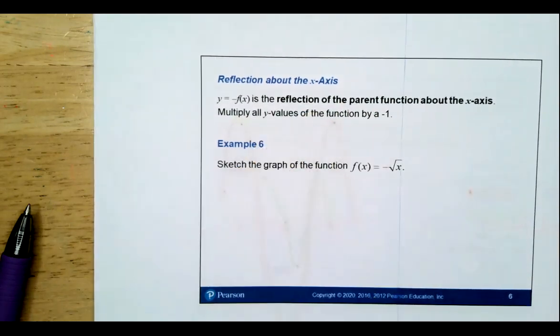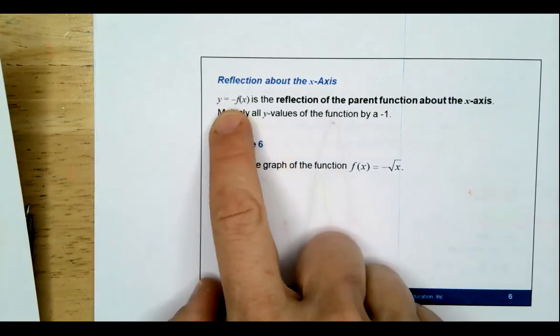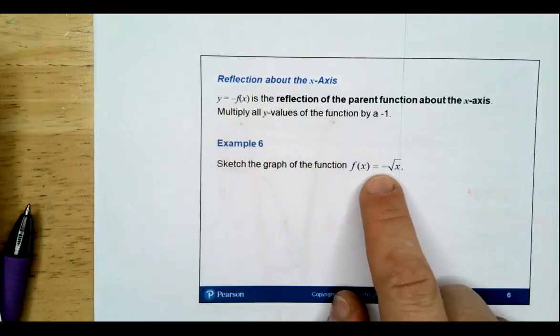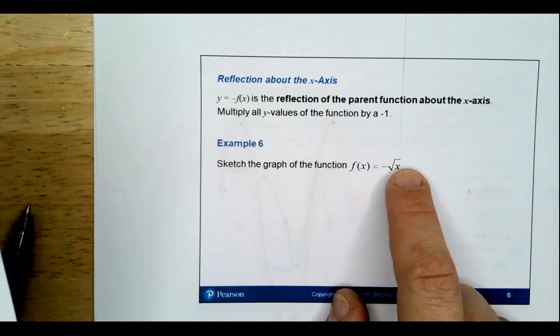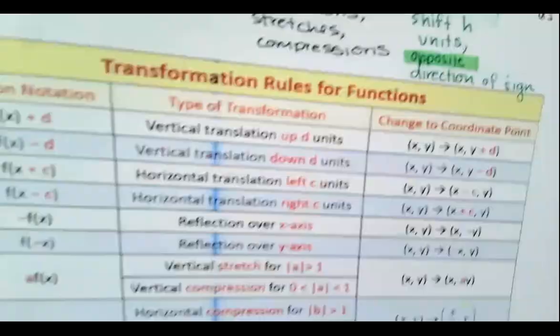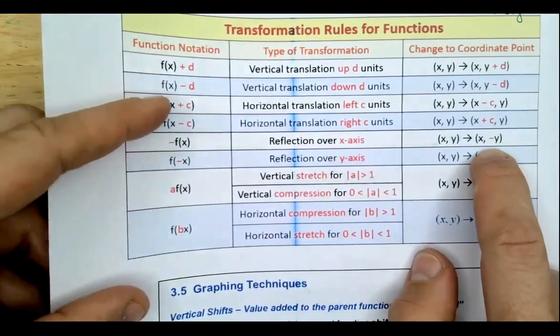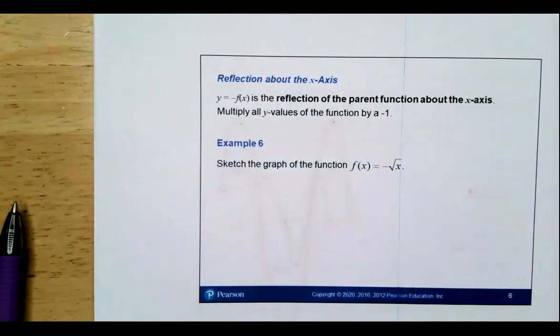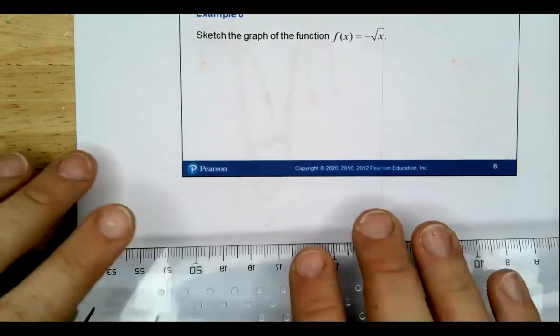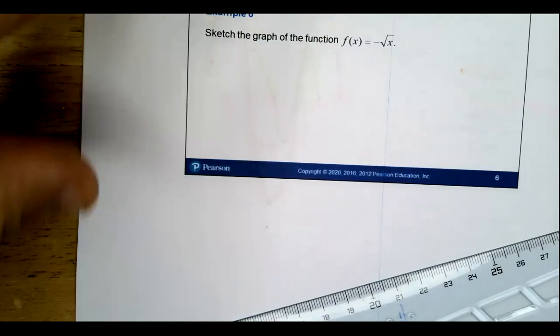All the y values become their opposite, okay? Y equals negative f of x. You know it's a negative because the negative is outside of the grouping symbol being the radical. So a negative outside, reflect over x-axis, make all the y's into the opposite, okay? Sketch the graph of the function. So we had our parent function.